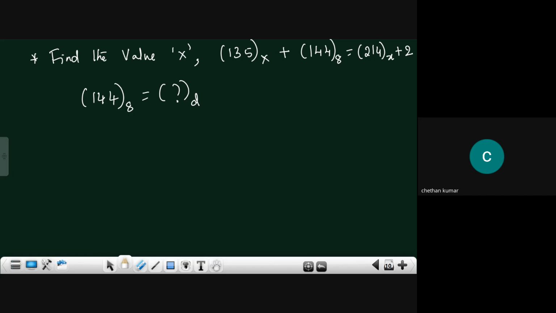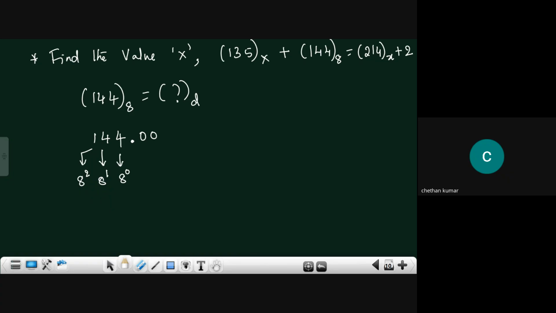Then we should go for weighted power, because all the weighted powers are summed together. I can write 144.0, where the point is the octal point. The weighted power of this digit is 8 power 0, this one is 8 power 1, and the weighted power of this one is 8 power 2.